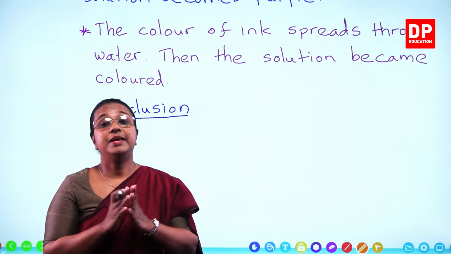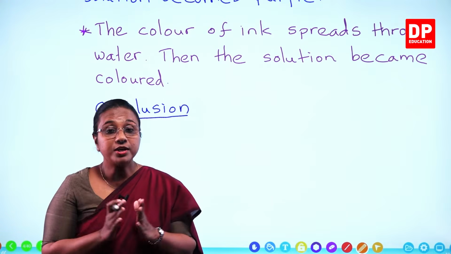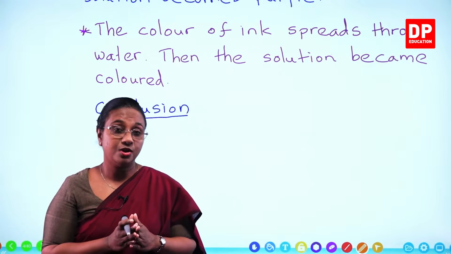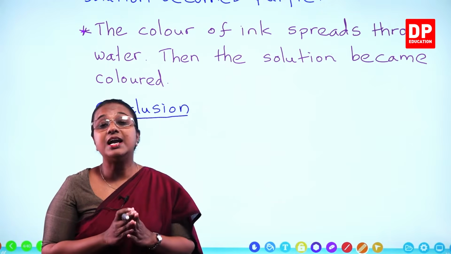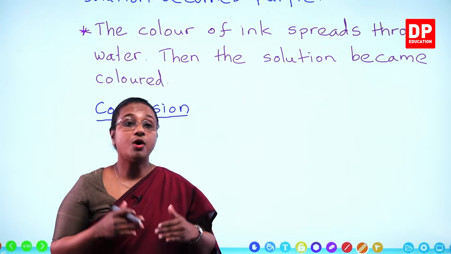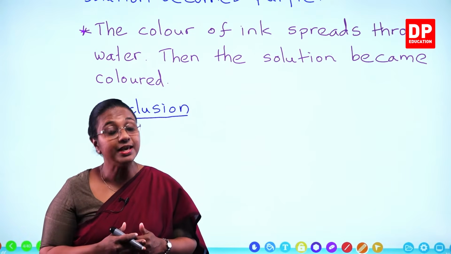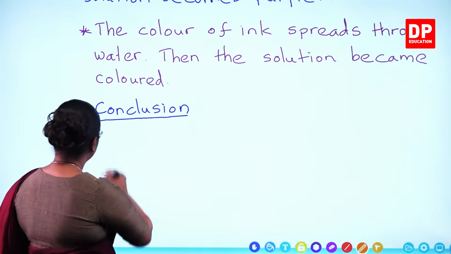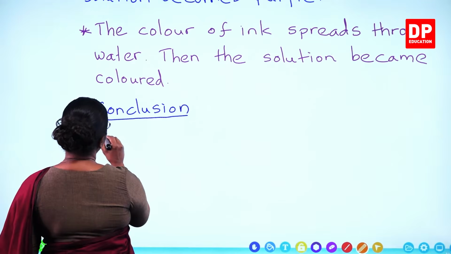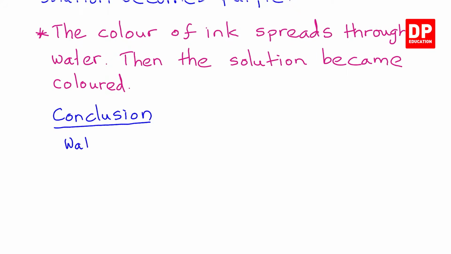So from that, we can conclude and say water is discontinuous in nature, or water has particulate nature. That means liquids are discontinuous in nature, or the discontinuous nature of liquids can be confirmed. So that is the conclusion that we can get from this activity. So we can say water is discontinuous in nature.